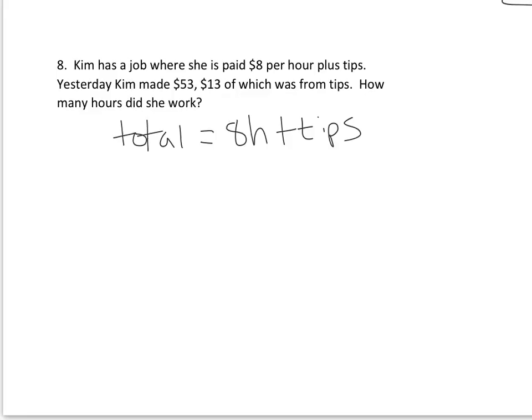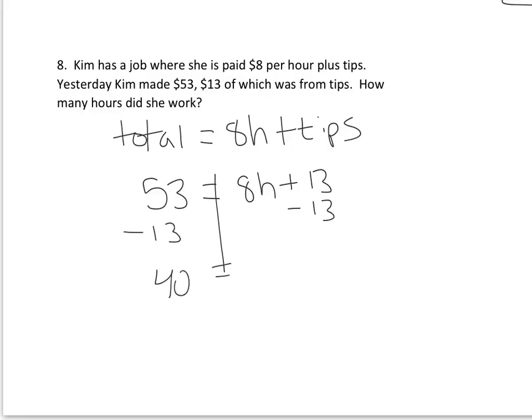So fill in what we know. We know she made the total of 53. We know she gets $8 an hour and that 13 of them were tips. So subtract the 13. Divide by the 8. So she worked 5 hours.